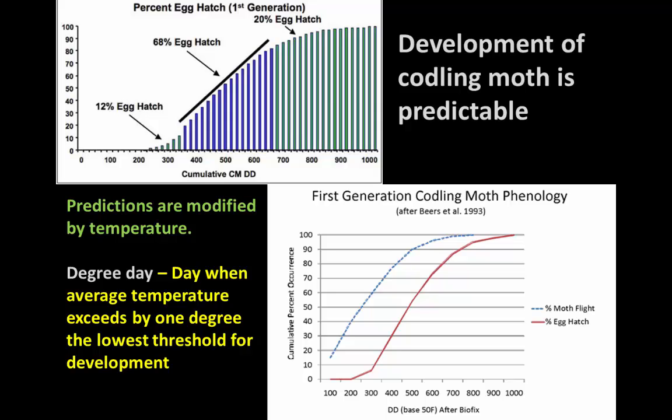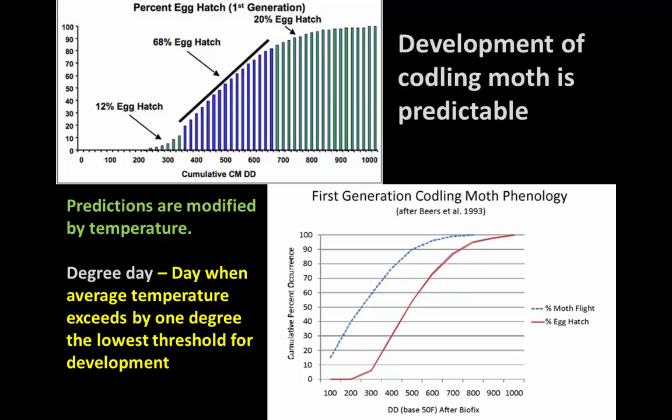So codling moth development is predictable, has been well worked out, and the models are based on the amount of accumulated heat, degree days, after a certain point, which we'll call the biofix. I'll talk about that in just a minute. But a degree day is a day when the average temperature exceeds by 1 degree the lowest threshold for development.